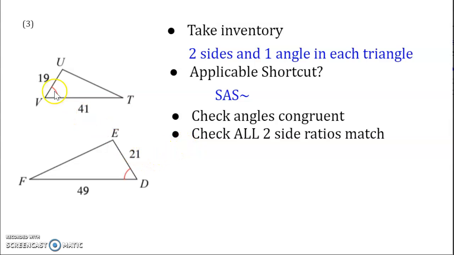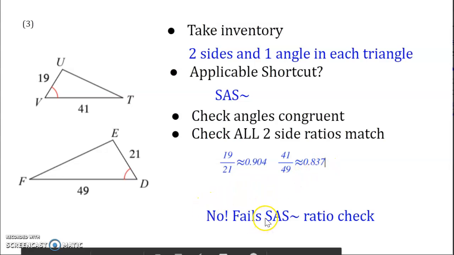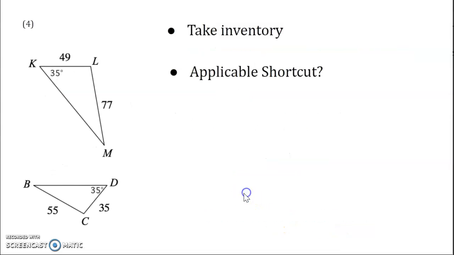Okay, so again you need to check which is the shorter side. It's the 19 and 21. So they should match. 19 over 21 is 0.904. And 41 over 49 is 0.837. So no, it fails the SAS test. So the triangles are not similar.